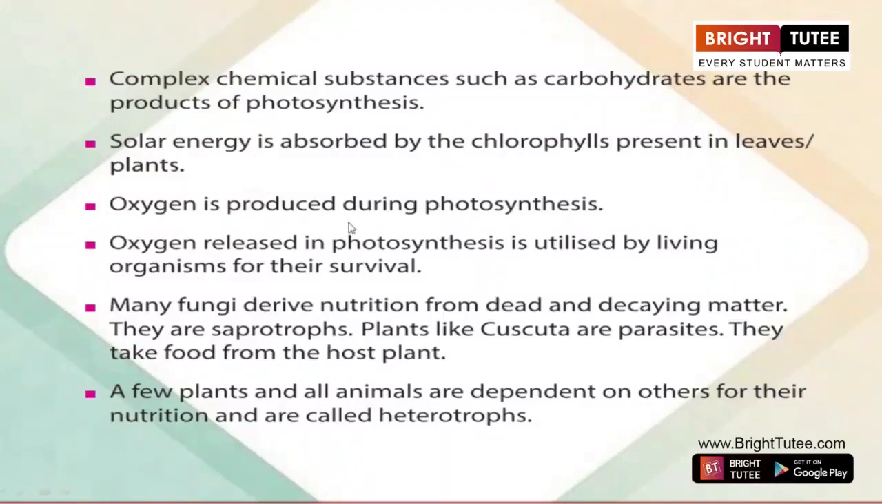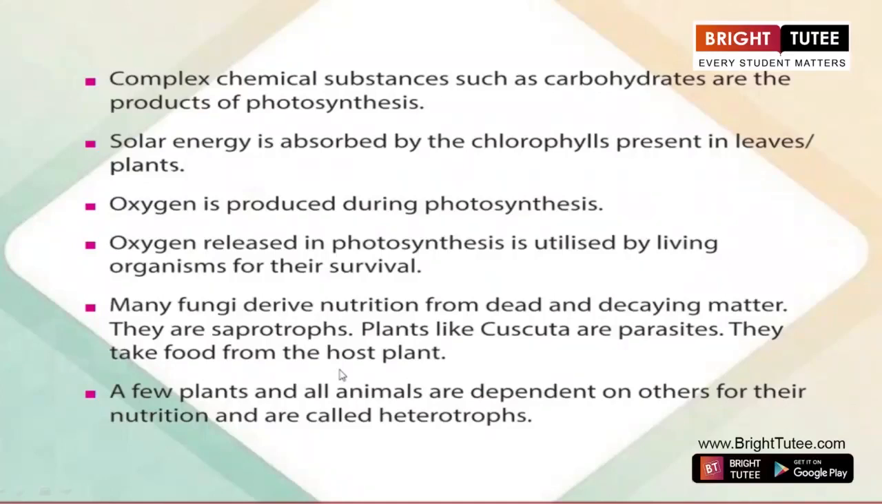Oxygen is produced during photosynthesis. We all know that. Oxygen released in photosynthesis is utilized by living organisms for their survival. We all know that we breathe in oxygen, right? Many fungi derive nutrition from dead and decaying matter. They are saprotrophs. Plants like cuscuta are parasites. They take food from the host plant.